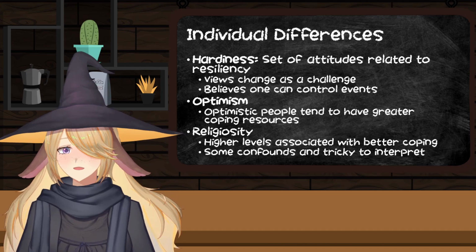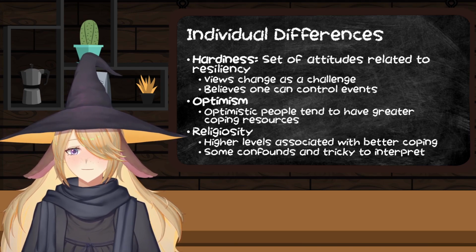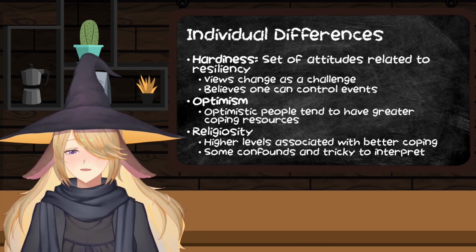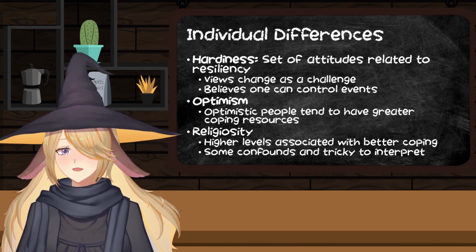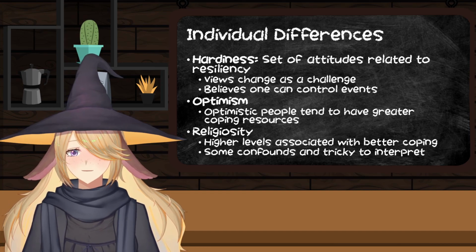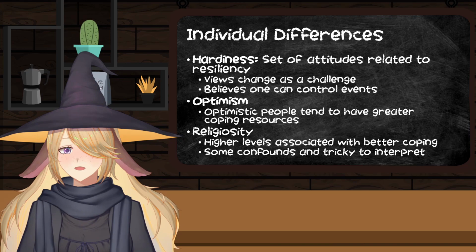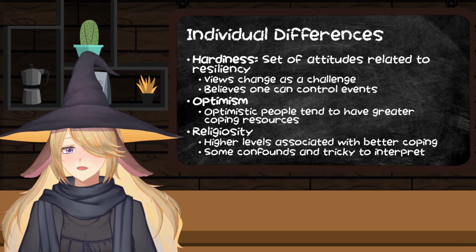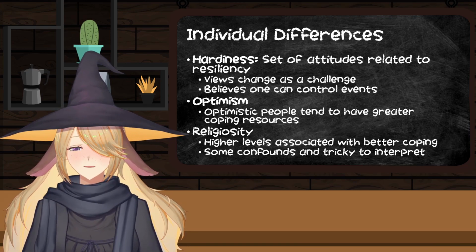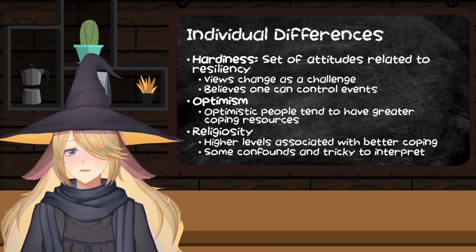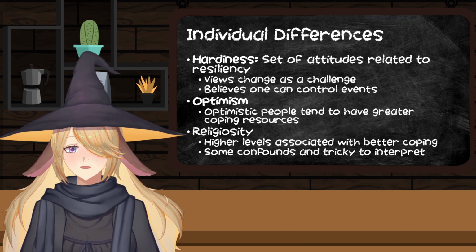So there are individual differences in how people cope. Hardiness is one individual factor. It's a set of attitudes. We can generally call it resilience. People that tend to view changes as a challenge, or believe, again coming back to control and perceived control, that they can do better, that they can overcome a challenge or an obstacle, those people tend to be very resilient. They tend to be better at coping.